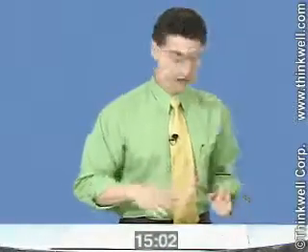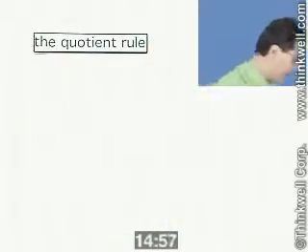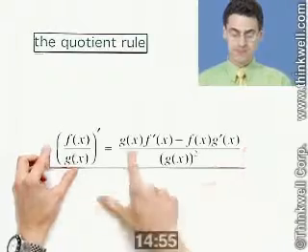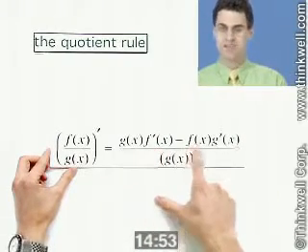We've got 5 minutes left up here, folks. I've got to move faster. What if you have a quotient? Well, then you use the quotient rule. And what's the quotient rule say? If you've got a quotient, you take the bottom times the derivative of the top minus the top times the derivative of the bottom all over the bottom squared. That's the quotient rule. That's what you use when you have a derivative of a quotient.